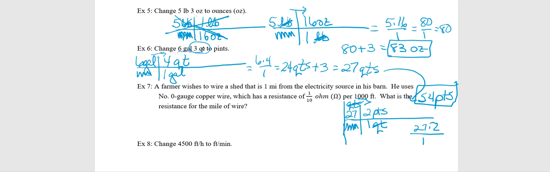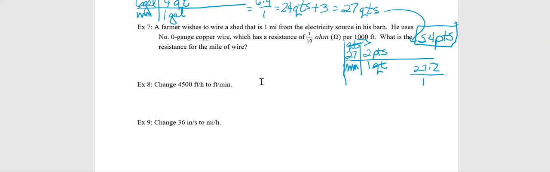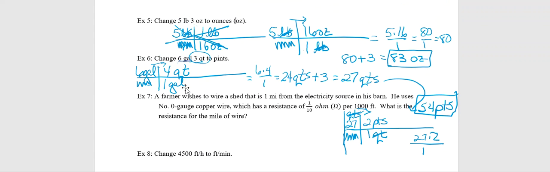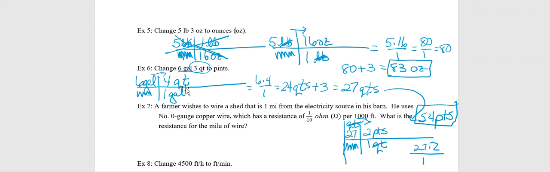Okay, so we only have 3 left. So I have a 1 type of scenario for you, and then 2 where I have more than 1 unit, which I was talking about earlier. So a farmer wishes to wire a shed that is 1 mile from the electricity source in his barn. He uses number 0 gauge copper wire, which has a resistance of 1/10 ohms per 1,000 feet. What is the resistance for the mile of wire?